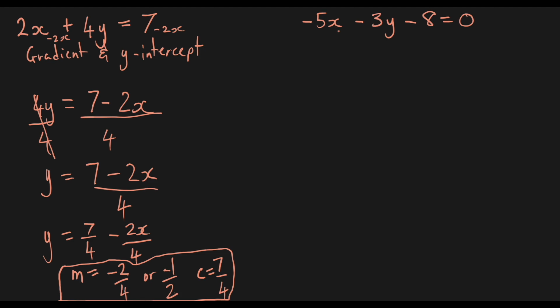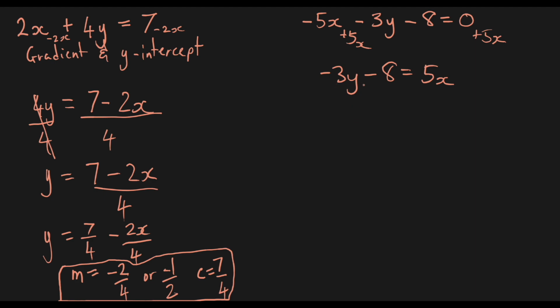In this case, we have minus 5x minus 3y minus 8. So the first thing I'll do, I'll try to get rid of this x here. So instead of minusing, we add it to both sides. So then this is going to cancel out, and we're left with minus 3y minus 8 is equal to 0 plus 5x, which is just 5x. Anything plus 0 is itself.